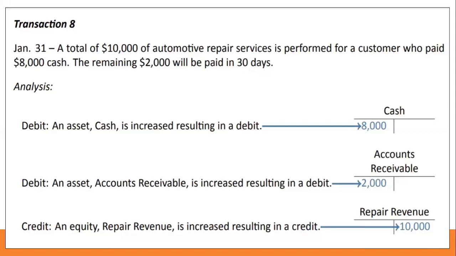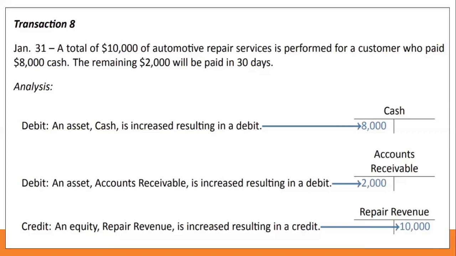Now, as you can see on the debit side, take note that our cash is increased, right? Because we received an $8,000 down payment from them. So if your asset increases, then we debit the account. Aside from cash, our accounts receivable is also increased, resulting in a debit, since we have a collectible from our customers in 30 days. Take note that accounts receivable is an asset, and if your assets increase, then we debit the account. And finally, our repair revenue, which is under equity, is increased as well, resulting in a credit. So if your equity or your revenue increases, then you need to credit the account.